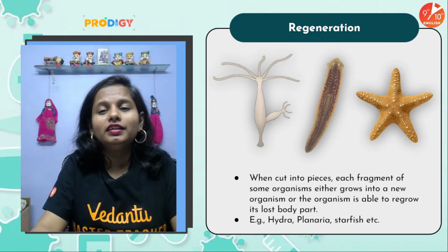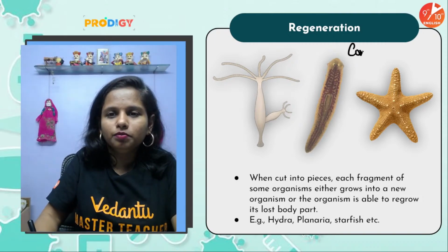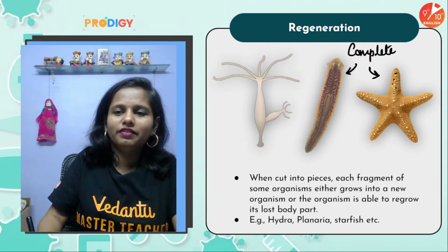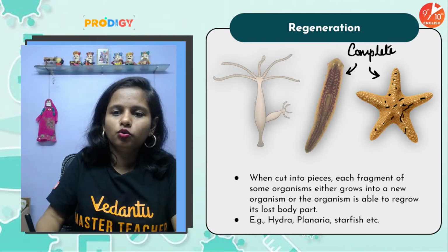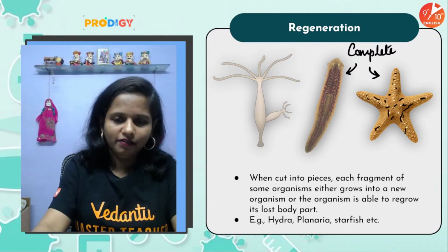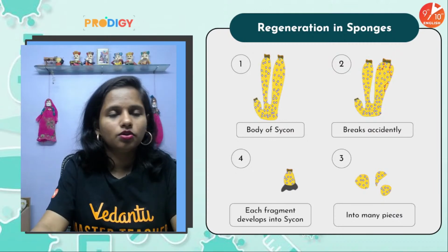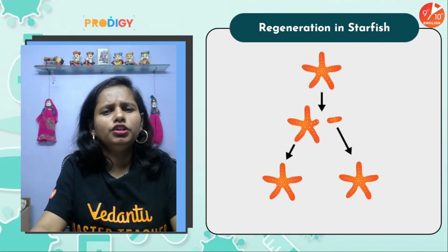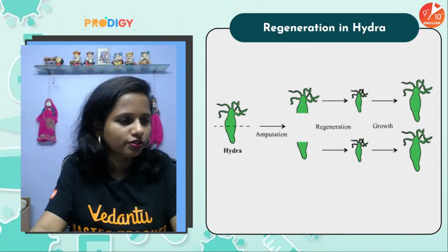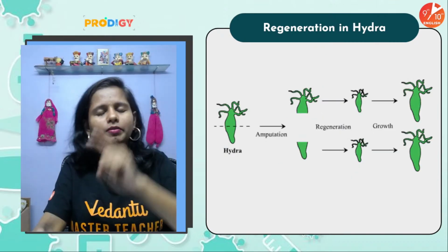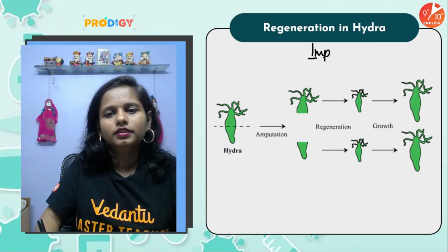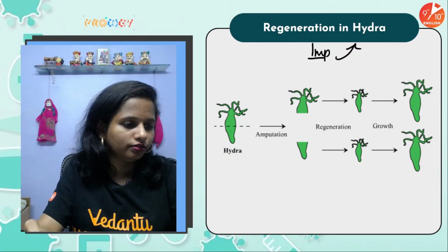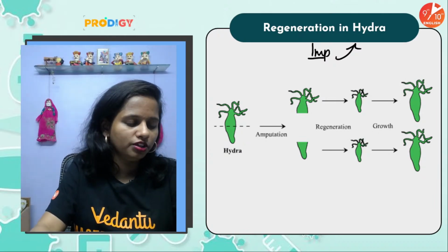So complete regeneration is shown by planaria and starfish because they have regenerative cells present all over their body. However, when we talk about the tails of lizards or the liver in human beings, we show limited regeneration, right? One more example to remember, very important, that is Hydra. Even Hydra shows regeneration.